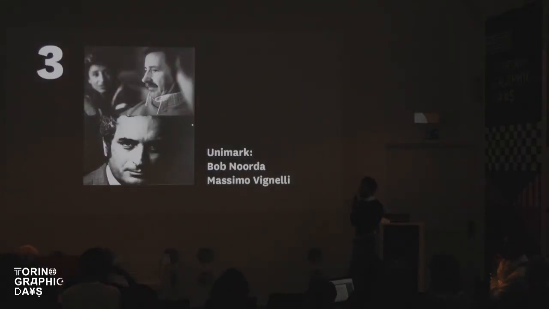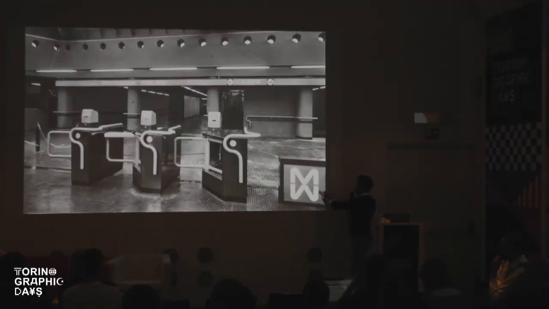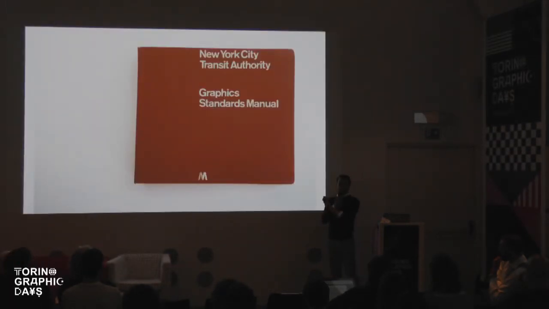The last project, Unimark. Bob Noorda and Massimo Vignelli. Bob designed the signage in Milan. It's really beautiful graphics, like thinking about how people can see through the train, what they can see. It's really thoughtful. It's a very important piece of design, which is still there. At least the red line is consistent. The logo that they never used, I guess they used it somewhere, but it's his projection for the metro line. But the project I want to show you is this, which you've probably seen.